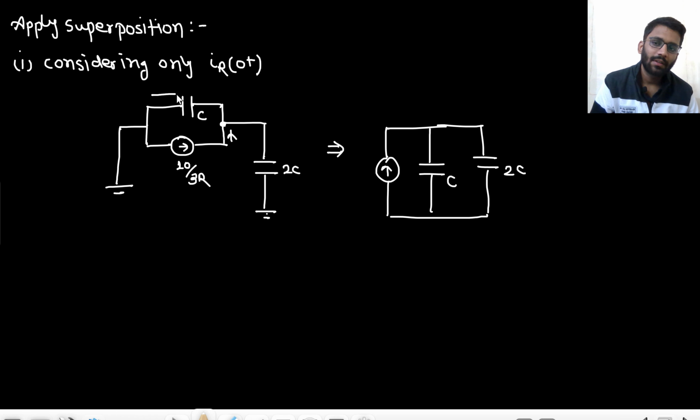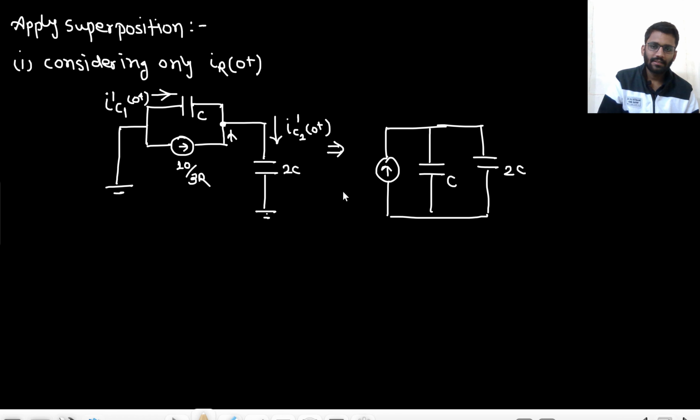Now, what is your IC1 direction? IC1 direction is this, right? IC1 0 plus. And I can't call it IC1 0 plus because I am applying superposition theorem. So I have to call it something else. Let's just call it I dash C1 0 plus. And this was your I dash C2 0 plus. So tell me, in this circuit, this current is 10 by 3R.